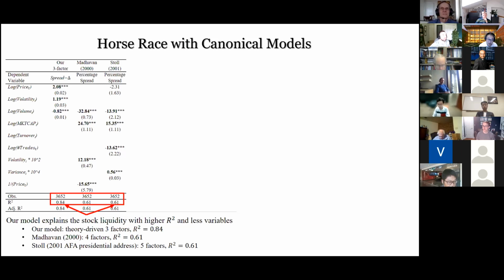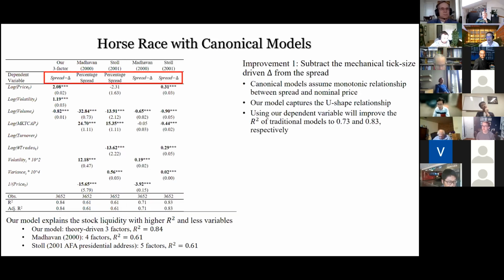So why does our model outperform? First I showed it outperforms; later, let me show you why. The first one is actually a surprisingly simple trick. The dependent variable should not be bid-ask spread or even percentage spread. It is bid-ask spread minus 1. Why? Because there's 1 cent, which is mechanical. You need to subtract that 1 cent.